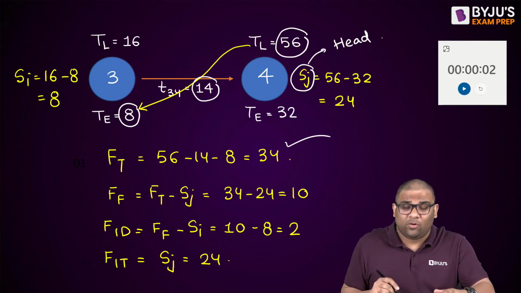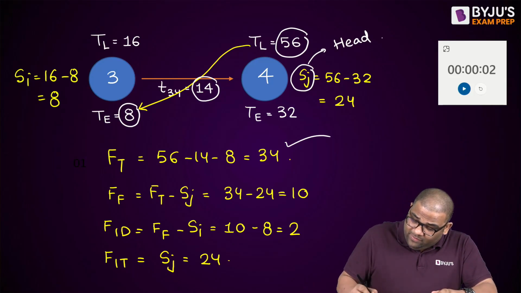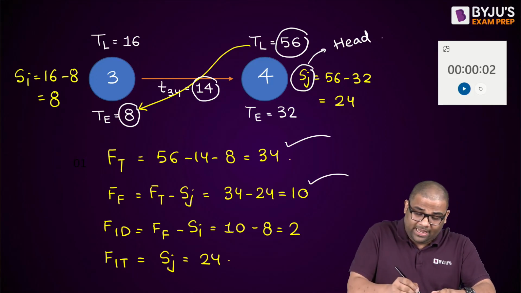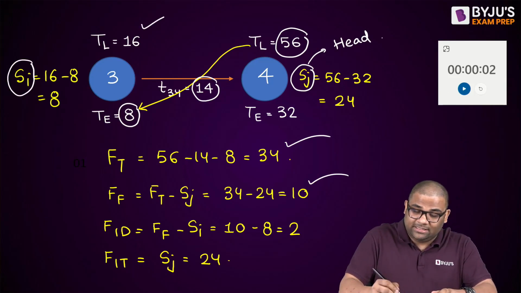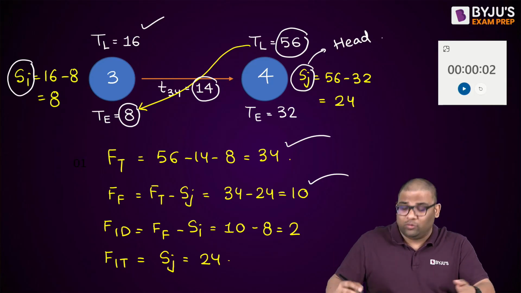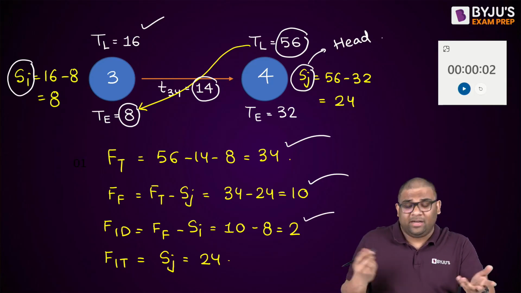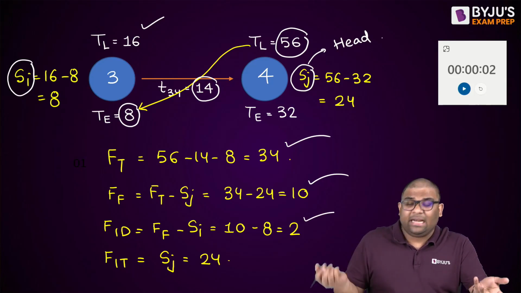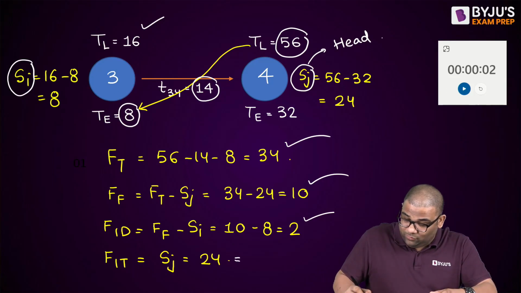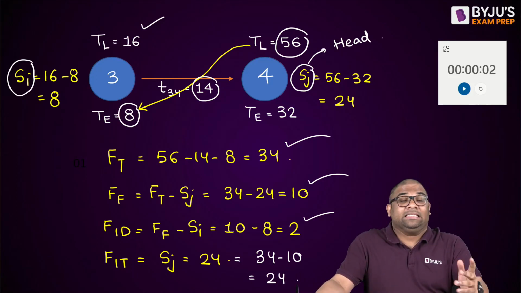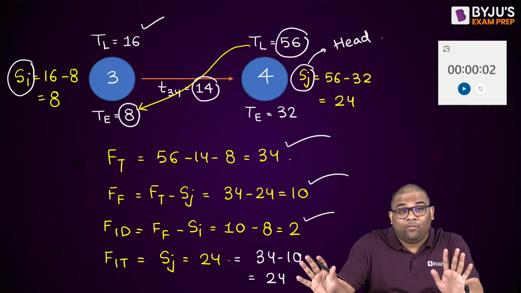And then the independent float was the free float which you got, minus SI. SI was 16 minus 8, that is 8. So I got 2. And as I told, the interfering float is your SJ, directly 24, or I can say it is total float minus free float, that is 24. So you can see that I can easily find all the floats of an activity within 1 minute.